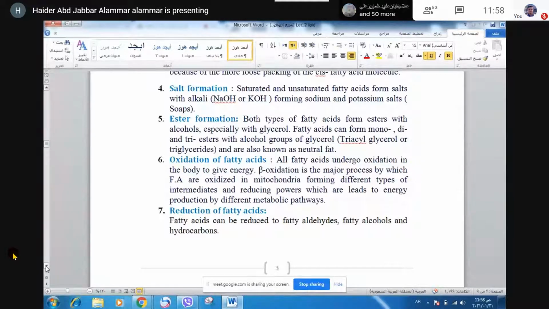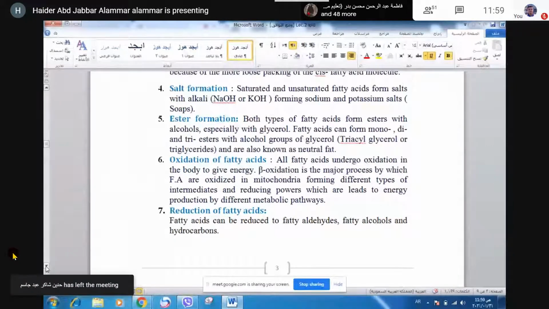So if there is no glucose, if our body has consumed all the glucose in our blood and all the glycogen stored in the liver, there is an alternative mechanism to get energy from the adipose tissue by beta oxidation. All fatty acids undergo oxidation in the body to give energy, and beta oxidation is the major process, because we have other processes of oxidation, such as alpha oxidation, and others.